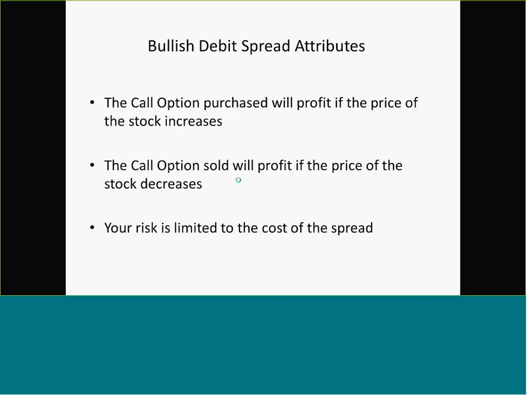The call option that we purchased profits, of course, if the price of the underlying ETF increases, and the call option that we sell profits as the price of the underlying ETF decreases. So with these spreads, you have both a bullish position and a bearish position. And with these debit spreads, your risk is limited to the cost of the spread.